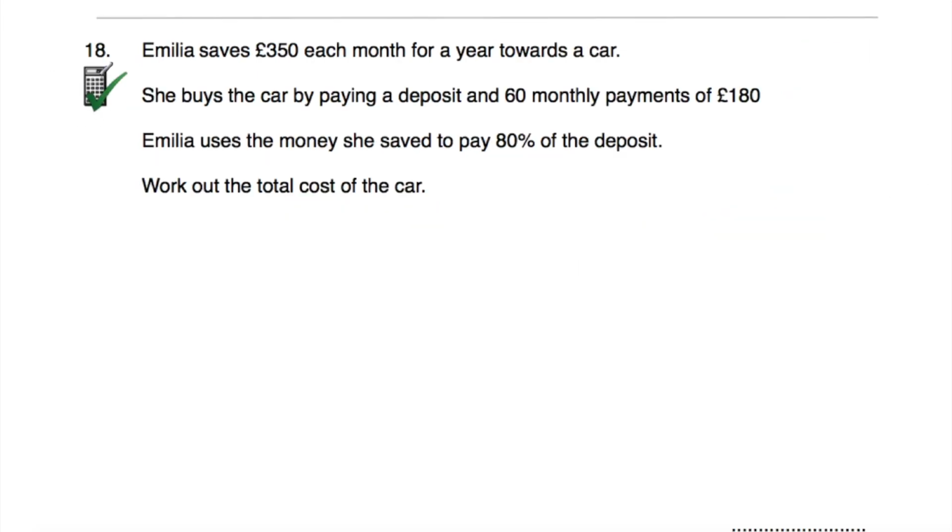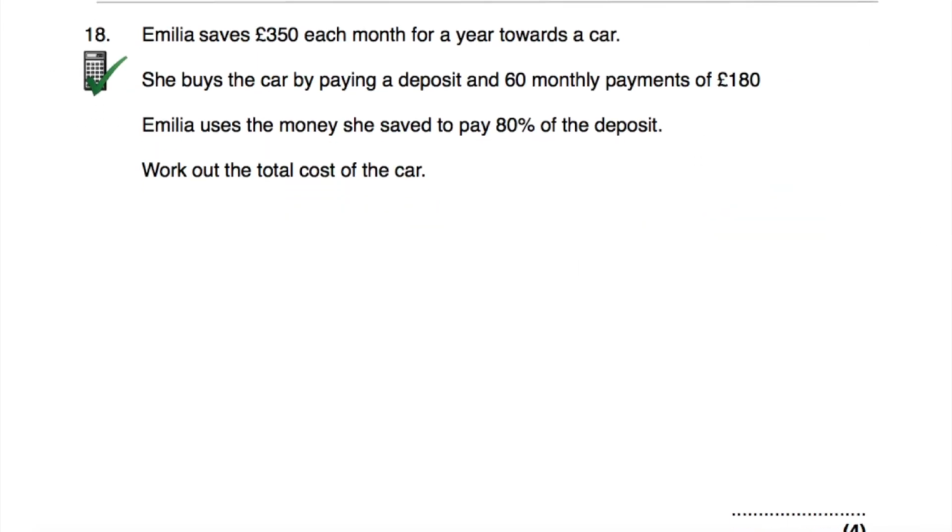Okay, so let's have a look at our next question, question number 18. Question number 18 says, Amelia saves £350 each month for a year towards a car. And she buys the car by paying a deposit and 60 monthly payments of £180. Amelia uses the money she saved to pay 80% of the deposit and will then be asked to work out the total cost of the car. Okay, because in this question we weren't actually told what the deposit is. We just know she pays a deposit and 60 monthly payments.